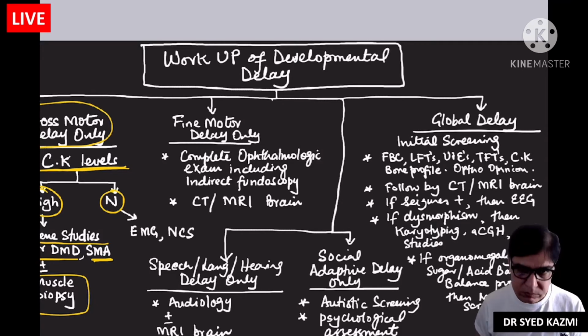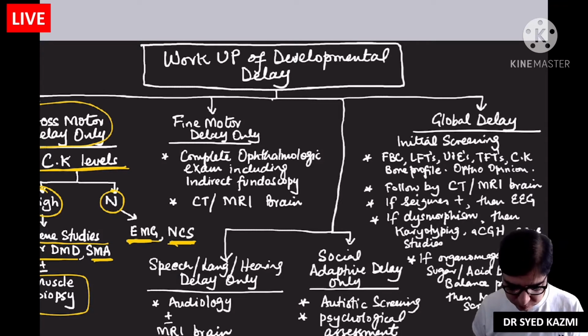So gross motor delay, best screening tool, creatine kinase. If it is high, carry on with gene studies and muscle biopsy. If it is normal, then what would you do? The next step would be to do EMG and nerve conduction studies. So you will do electromyography and nerve conduction studies to see if there are any neuropathies which might be responsible for causing gross motor delay. So the next step should be electromyography and nerve conduction studies.